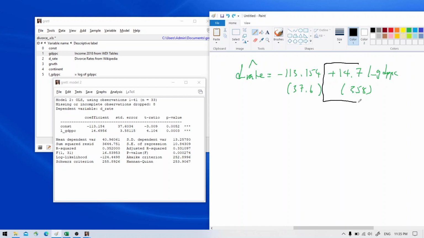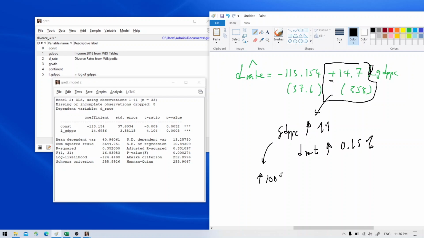If you look at beta, this 14.7 means that when GDP goes up by 1%, because it's in logs, so we're looking at percentage change, then the divorce rate will go up, because of the positive sign, by 0.14 or rather 15%. We can interpret that as a percentage by moving two steps to the left. This would mean that if income doubles, so if it goes up by 100%, then divorce rates will go up by 15%. It's easier to understand in this way.